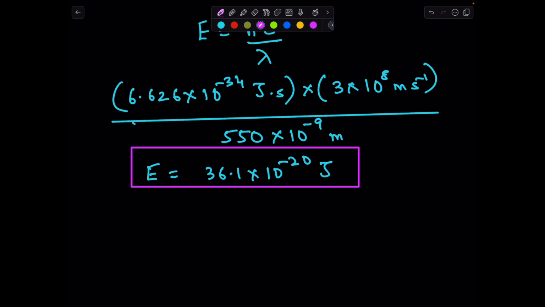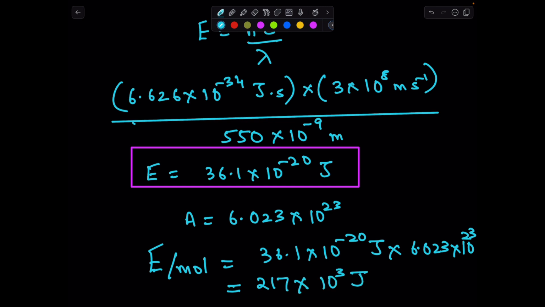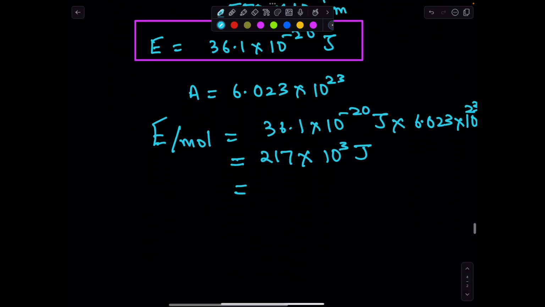For the energy per mole, we have to multiply this by Avogadro's number. So the energy per mole would be 36.1 times 10 to the negative 20 joules times 6.023 times 10 to the 23, which is 217 kilojoules per mole.